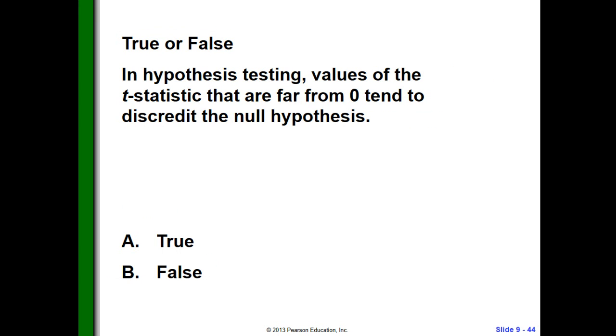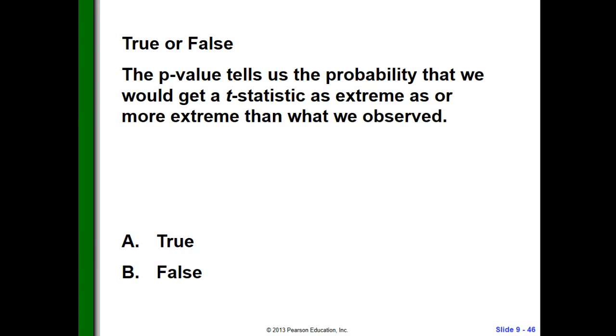Every word counts. In hypothesis testing, values of the T statistic that are far from zero tend to discredit the null hypothesis. This is true. The p-value tells us the probability that we would get a t statistic as extreme or more extreme than what we just observed if we repeated the test again. True.